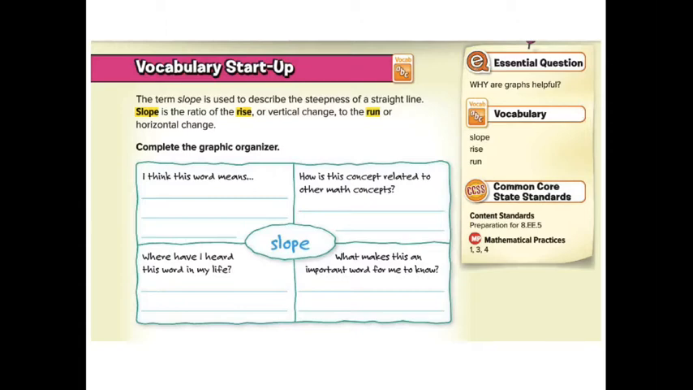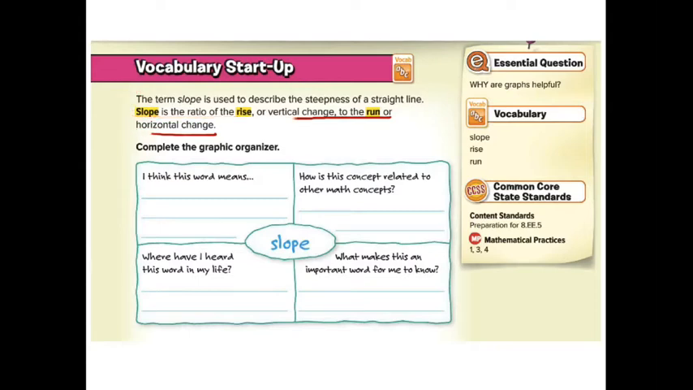Now, the official mathematical definition that you'll see is: slope is the ratio of the rise, or vertical change, to the run, or horizontal change. Again, this first piece should make more sense to you. This official definition may not make sense right now, but it is the official book-type definition. So both of these things probably should be in your definition for slope.